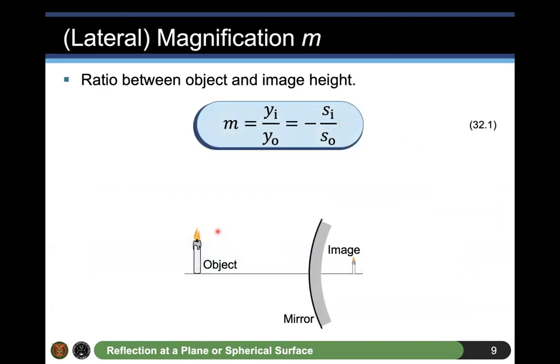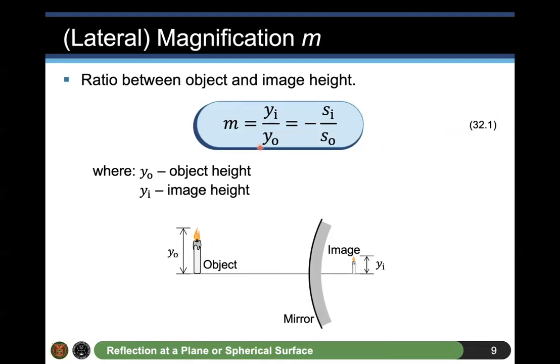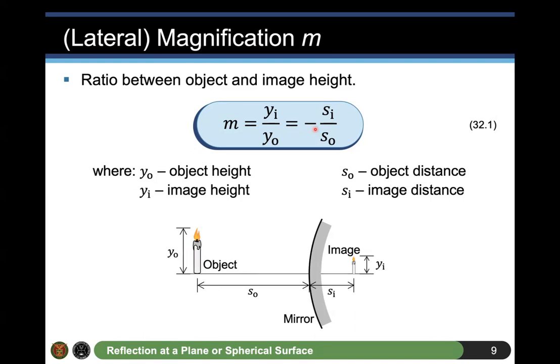And for other properties, we can define or obtain the lateral magnification. This is just the ratio between the image and object height. There are three equalities. You can use M equals Y_I over Y_O, or negative S_I over S_O. M is the magnification, and Y_I and Y_O are the image height and object height. So it's the ratio of image over object height, or the negative ratio of image distance and object distance.